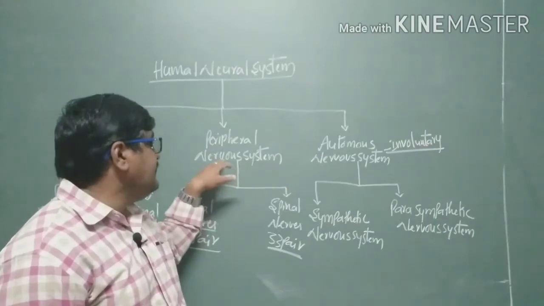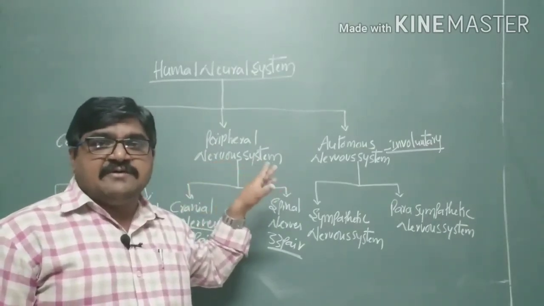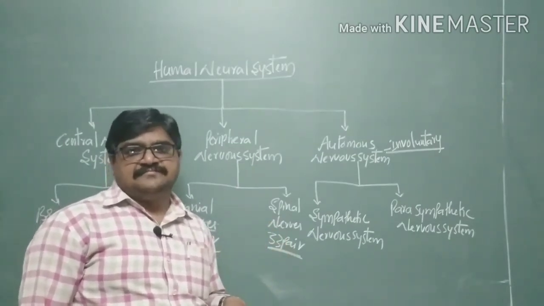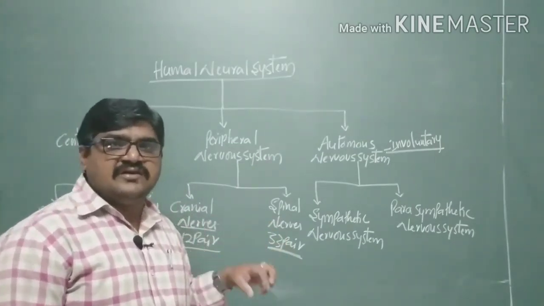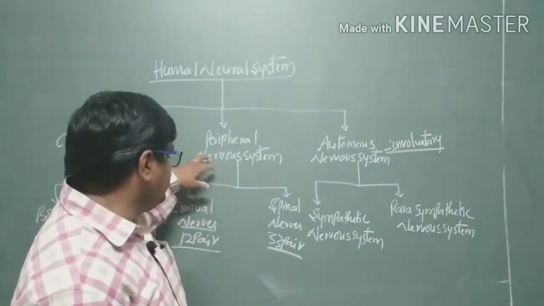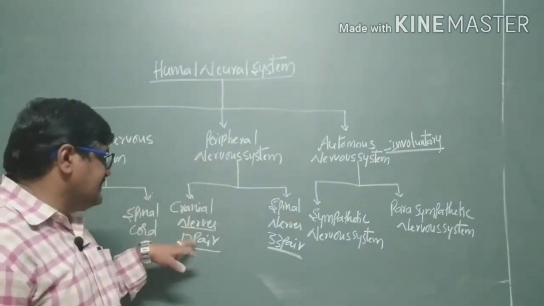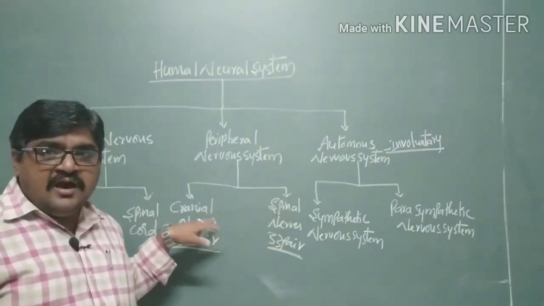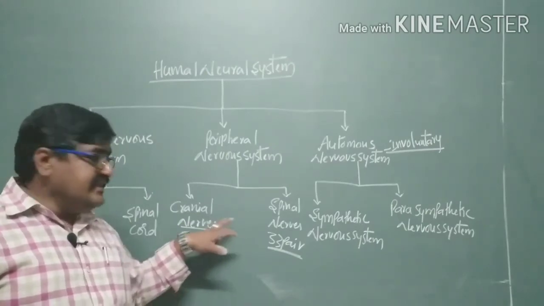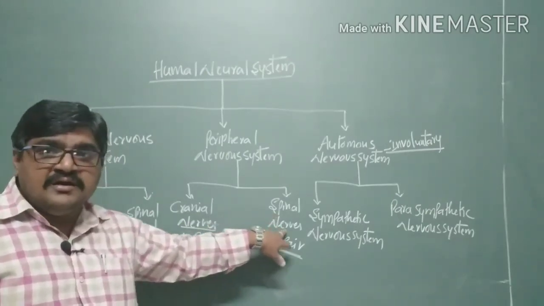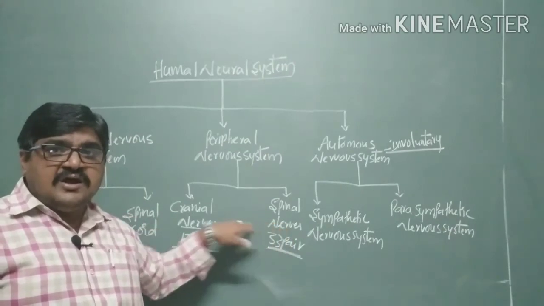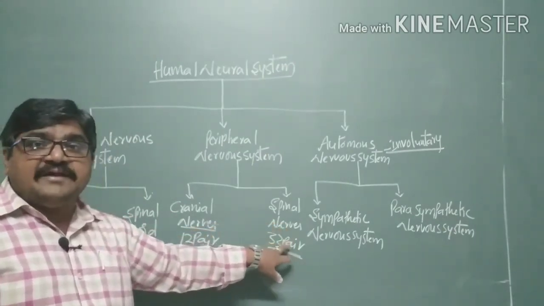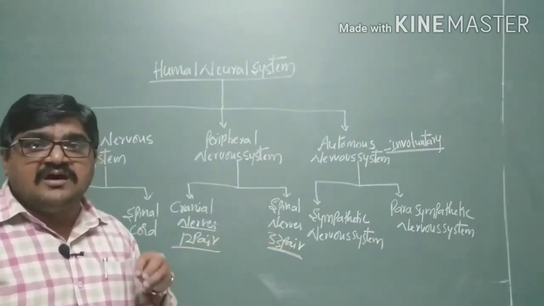So they are called the peripheral nervous system, which is classified into types of nerves. The detail we will discuss later. Here we have cranial nerves as well as spinal nerves. Cranial nerves are the nerves which arise from the brain, and the nerves which arise from the spinal cord are called spinal nerves. So 12 pairs of cranial nerves and 33 pairs of spinal nerves are present in our body.